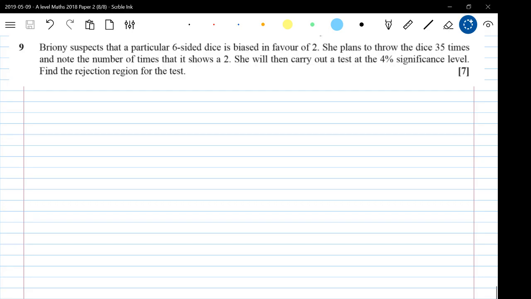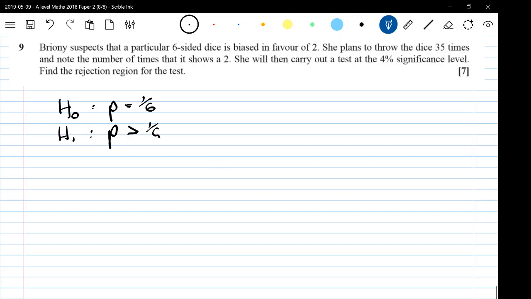We know it's 7 marks. We know basically where the marks are going to be for this, and we know what we need to say. So we need to state the null hypothesis. Now it's the probability of rolling a 2 that we're interested in, aren't we? That's the bit that she's testing. So we're going to say H0: P is 1/6. That would be that it's an unbiased dice. And H1 is that P is greater than 1/6.